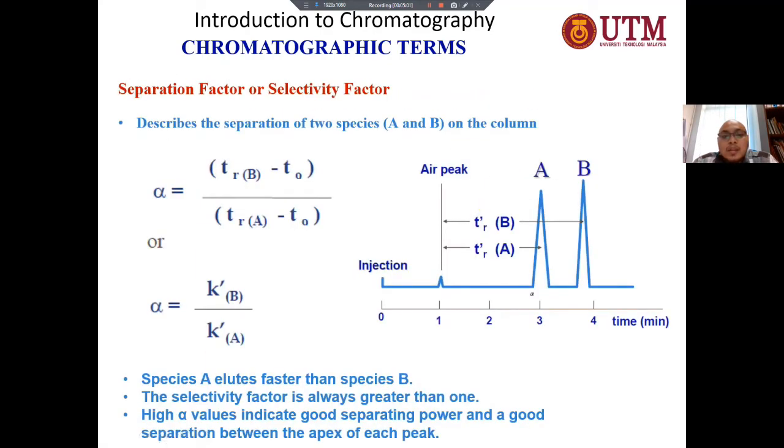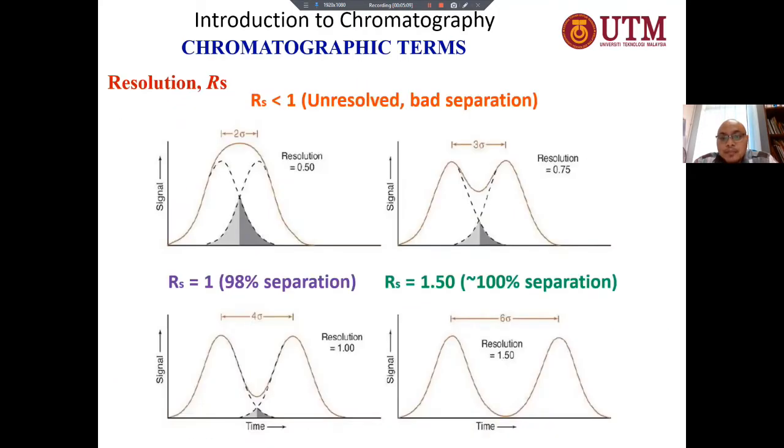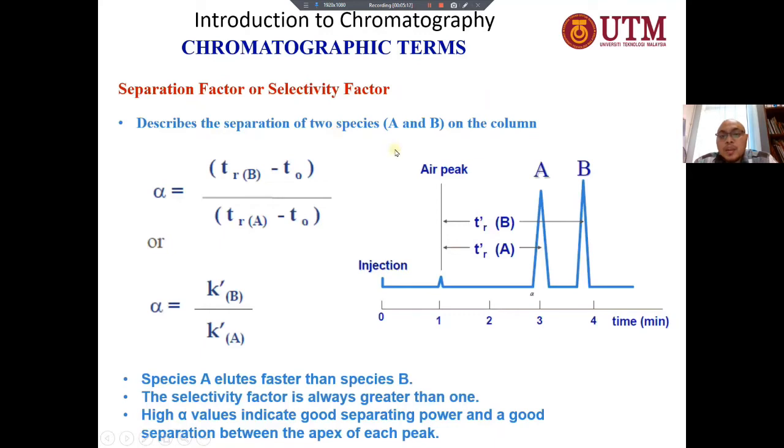Okay, the next one we will learn about is the separation factor or selectivity factor. Selectivity and the RS are about the same. Okay, it also describes the separation between two species. But in the separation or selectivity factor, you need to use the adjusted retention time. Okay, the adjusted retention time of peak B divided by the adjusted retention time of peak A. This is the selectivity factor.